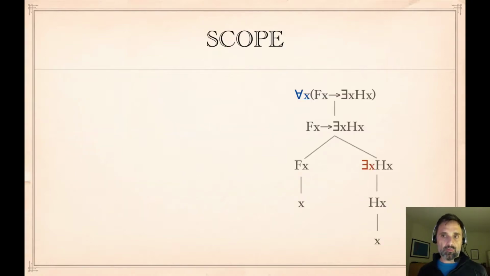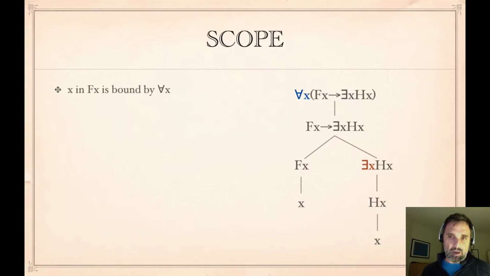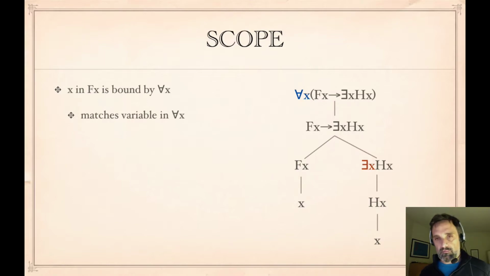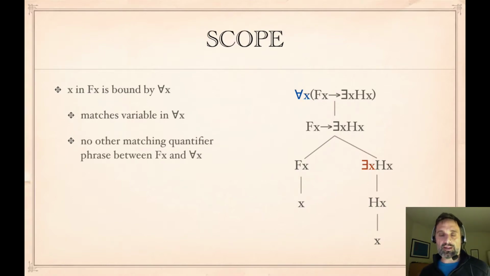So let's see an example, or see what's going on. So here we have two quantifiers, the for all x and the some x. So the for all x is above the x in Fx, and it's also above the x in Hx. The some x is above the x in Hx, but it's not above the x in Fx, and the some x is the first quantifier above the x that matches the x. The universal x is the first quantifier above the x in Fx that matches the x. So the x in Fx is bound by for all x because the variables match, and the universal x is the first quantifier above that x to match it.